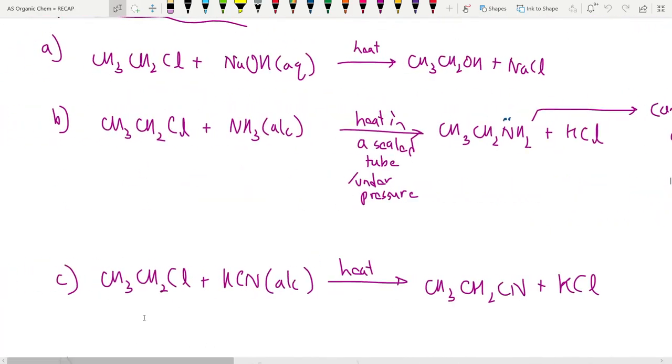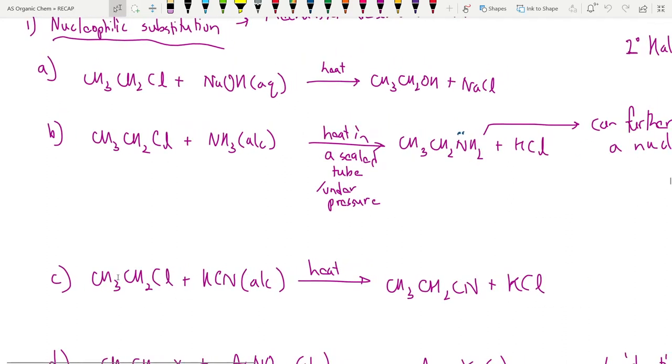What's the last nucleophilic substitution? The halogenoalkane can react with KCN, ethanolic KCN, in the presence of heat to form nitriles.